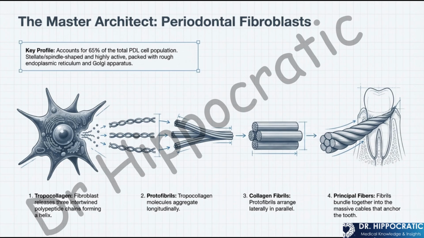If we connect this to the bigger picture, it reveals a profound truth about the PDL. It is never static. Because you're constantly chewing, talking, and grinding, those principal cables are constantly experiencing micro-tears. If left alone, the bridge would eventually fail. So these fibroblasts run a relentless 24/7 manufacturing and recycling plant, constantly replacing the old, damaged collagen with fresh tropocollagen so the structural integrity never drops. It's the biological equivalent of replacing the heavy steel cables on the Golden Gate Bridge, one microscopic wire at a time, without ever shutting down traffic.